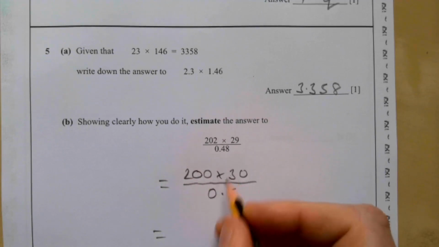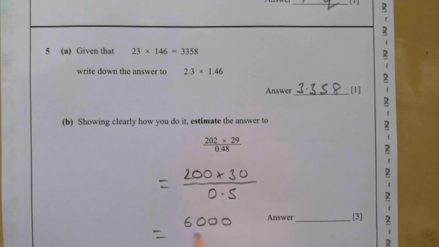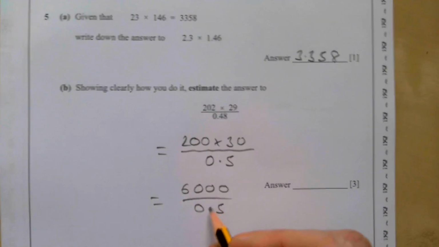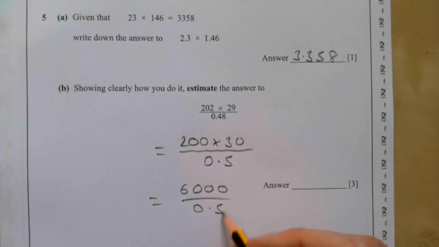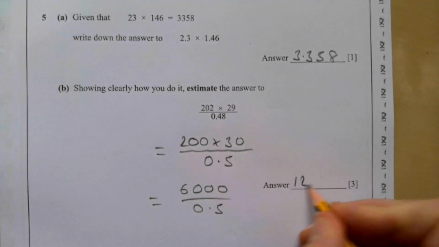200 times 30, we do the 2 times the 3 gives us 6 over 0.5. And just be careful with this here. Dividing by 0.5 isn't the same as halving it. It's exactly the opposite. How many 0.5s in this? So it's twice as many. So the answer is going to then be 12,000.